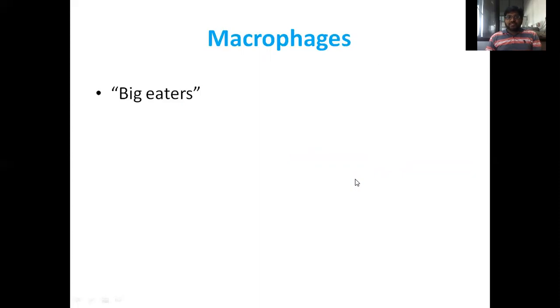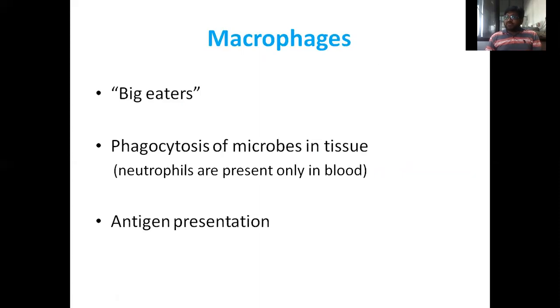So macrophages are the big eaters. They perform phagocytosis of microbes in tissues. Neutrophils are present only in the blood, so phagocytosis in tissues is normally done by macrophages, because macrophages are also present in the different tissues. They are also known as antigen presenting cells.